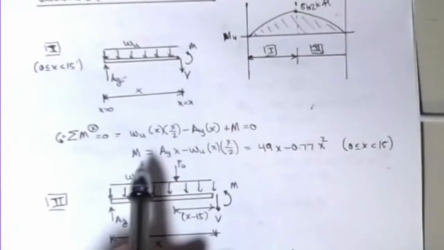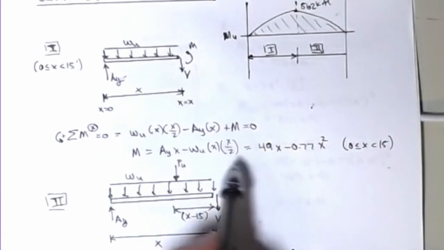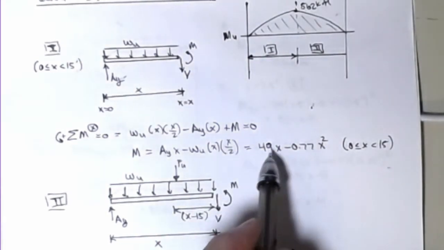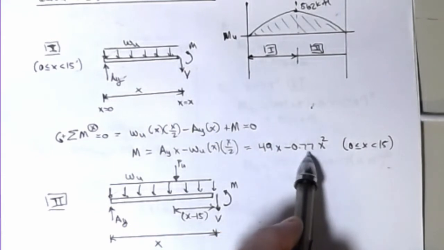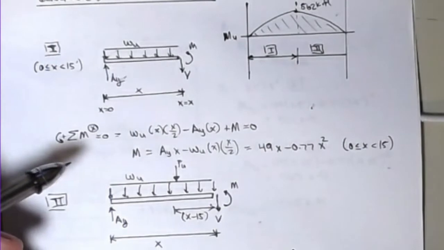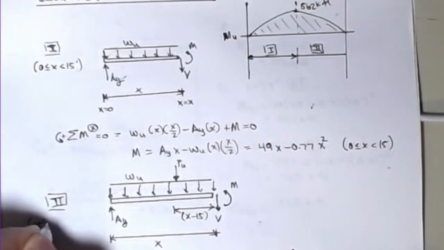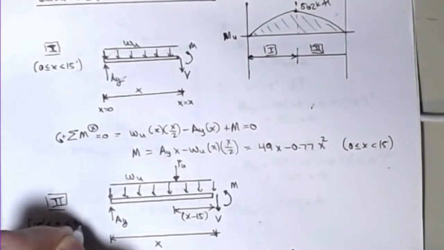Okay, all right, so once I do that, the equation is AYx minus wx squared over 2, and if I plug in our values for this example, I get an equation that looks like this, 49x minus 0.77x squared, and that's valid on the interval 0 less than x less than 15. Okay, doing the same thing, if I go to the next region, okay, now we're looking at 15 feet less than or equal to x less than 30 feet, okay?